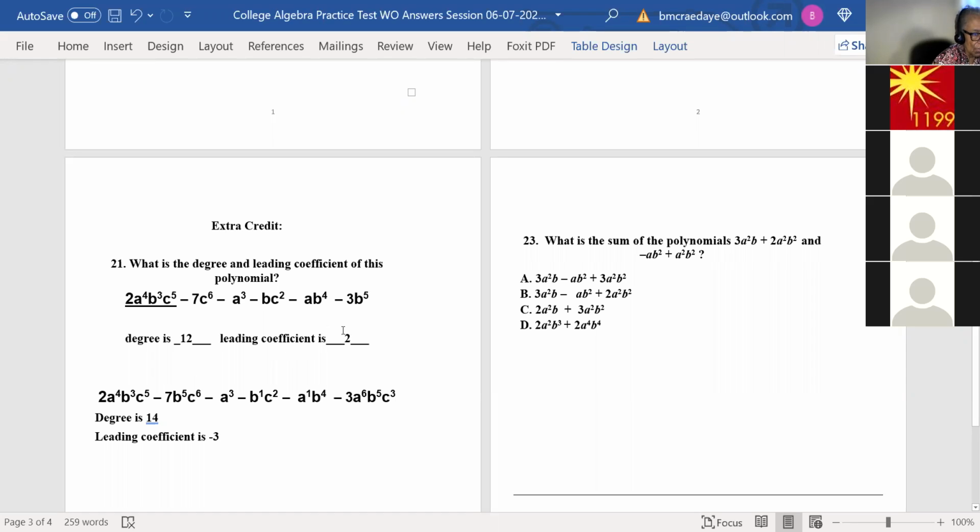So this leading coefficient was 2, because the 2 is in front of the one that has the 12. When you add it up, this one is a minus 3 because that's the coefficient in front of the 6, 5, 11, and 3, 14.